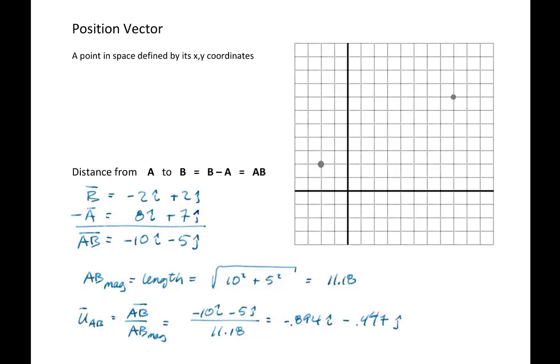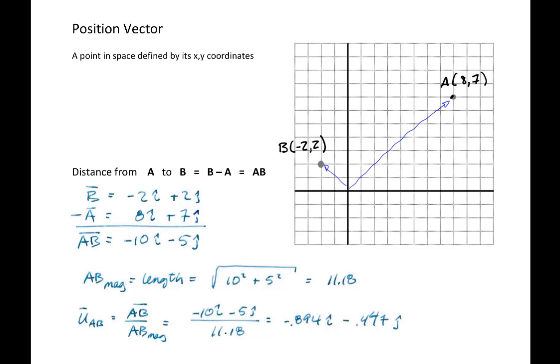Now, position vectors are useful when we're going from one point to another point. Let's say that we have a point out here, we'll call it A, and it is 8 in the i direction and 7 in the j direction. We may have another point over here, B, and it is -2 in the i direction and positive 2 in the j direction. We can draw vectors A and B if we wish. So let's just draw those there, I'll call that A and this B.